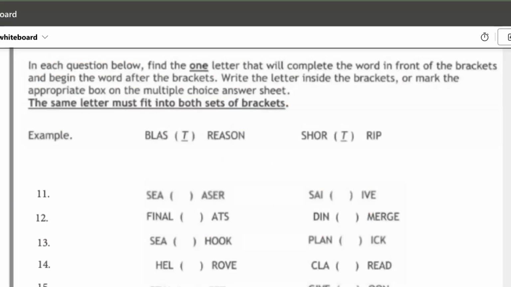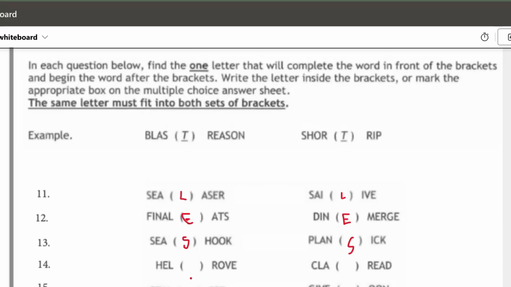We have to put in some letters for the next one, and we can see L goes in to get seal, laser, sail, and live. Next one, if you put in the letter E, you get finale, eat, dine, and emerge. And if you put in S for question 13, you can get C's, which can confuse you because some people think just cease, but C's as in 7 C's, shook, plans, and sick.